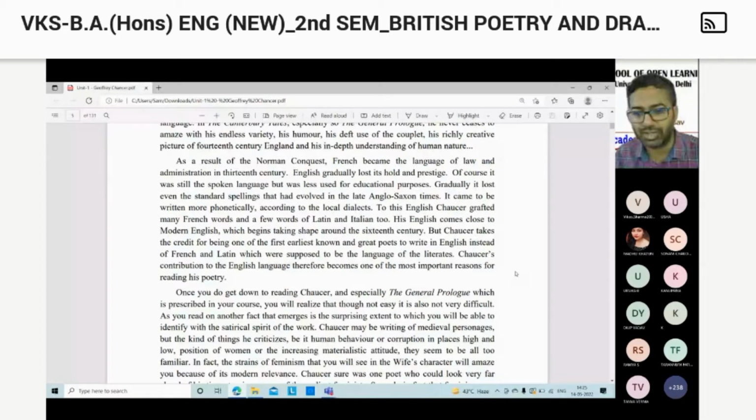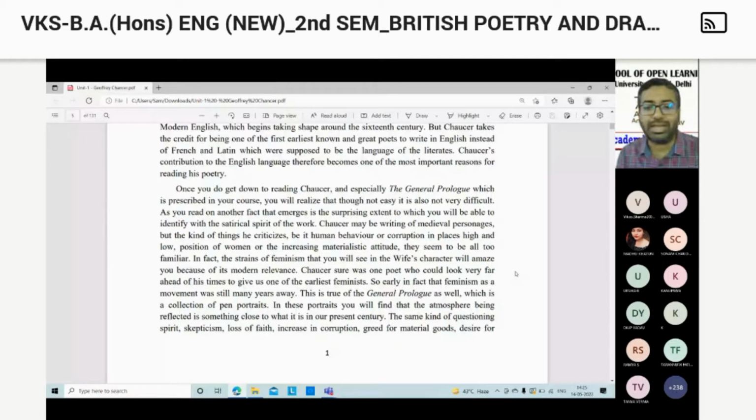But Chaucer takes the credit for being one of the earliest known and great poets to write in English instead of French and Latin, which was supposed to be the language of the literates. Chaucer's contribution to the English language, therefore, becomes one of the most important reasons for reading his poetry. Once you do get down to reading Chaucer, and especially the General Prologue, which is prescribed in your course, you will realize that though not easy, it is also not very difficult. It is very interesting, in fact.